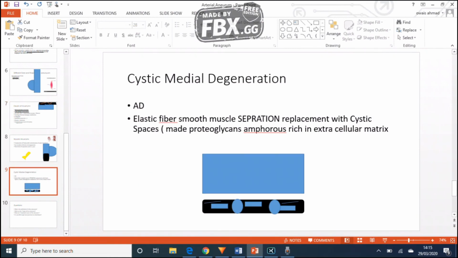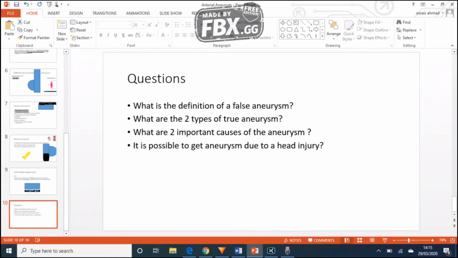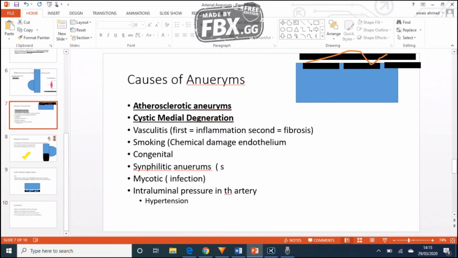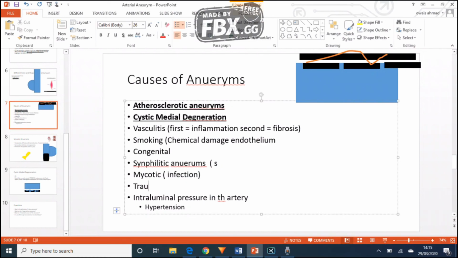My last question for you guys is: what possible aneurysm can you get due to head injury? To be fair, I never really mentioned this properly. So take your time to answer. Okay, so if you go on causes of aneurysm, one of the main things I didn't mention over here was trauma, and the trauma can be, for example, head injury. So if you guys found this useful, thank you guys for watching.